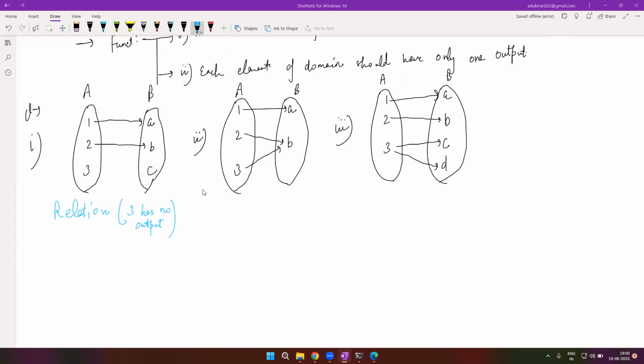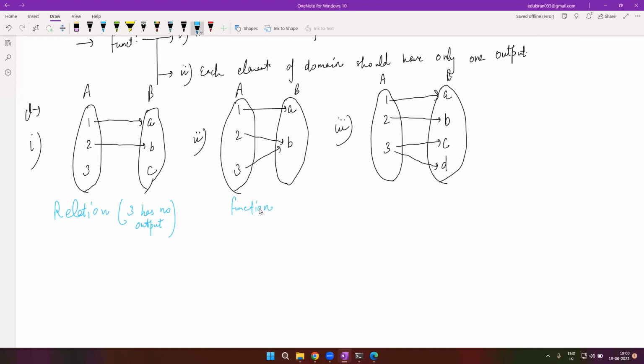Function says, see here, second condition, each element of domain should have only one output. So 1 has one output A, 2 also has one output, what is that? B. 3 also has one output B. So our condition is satisfied. This is a function, definitely a function.